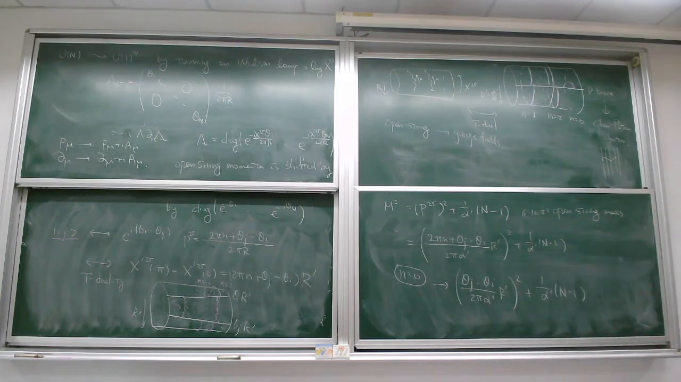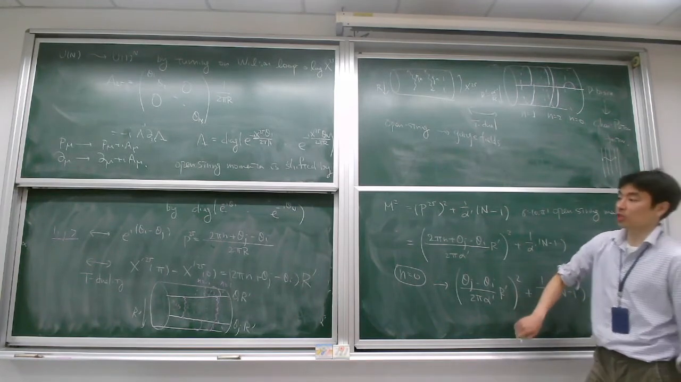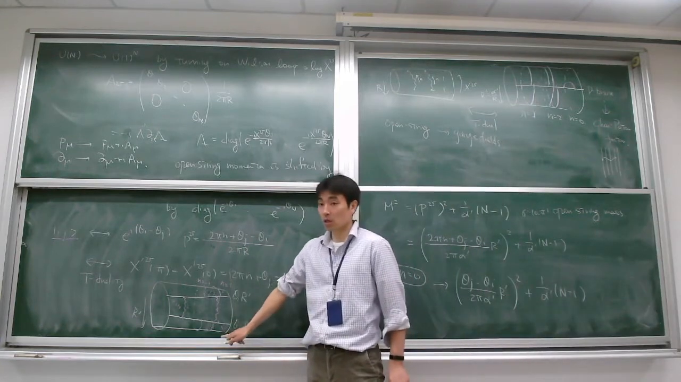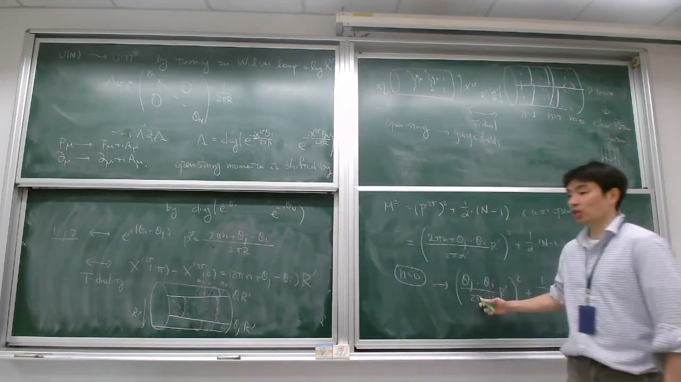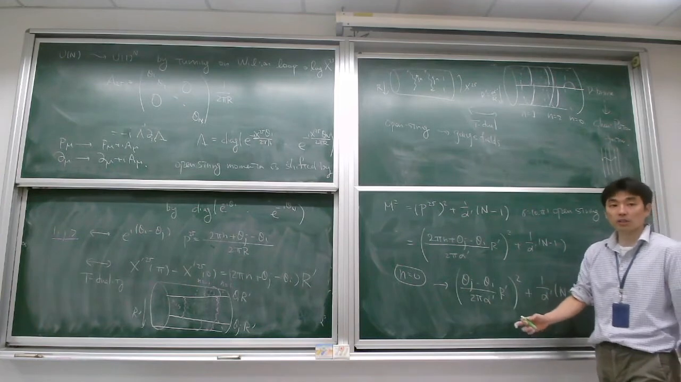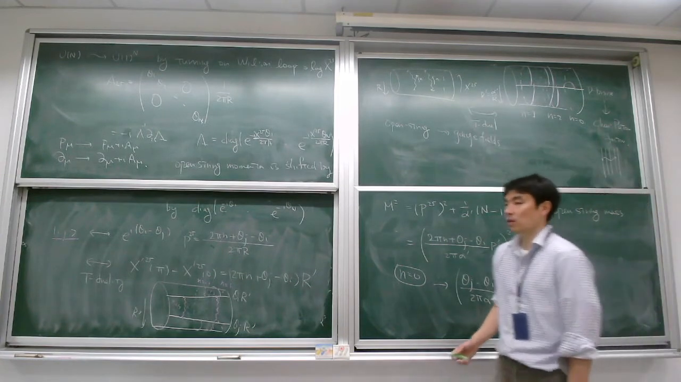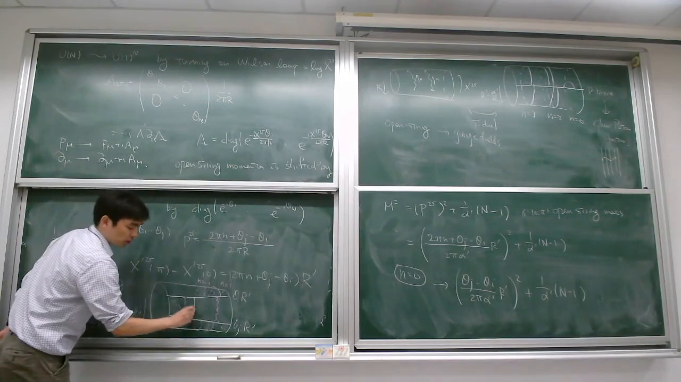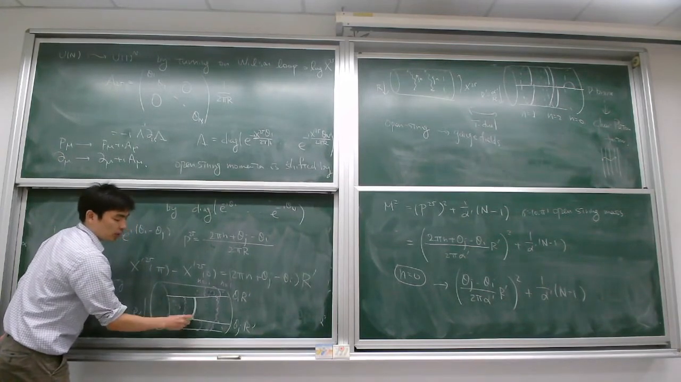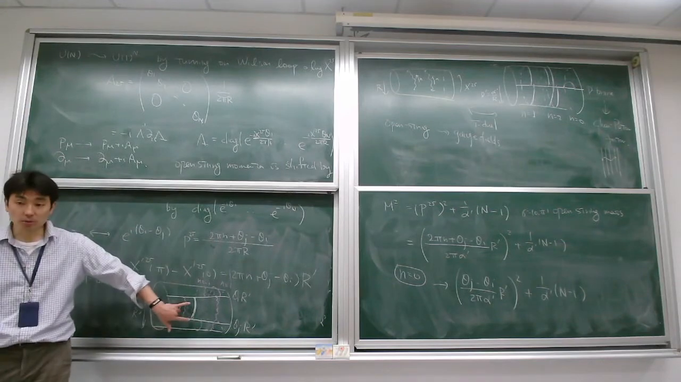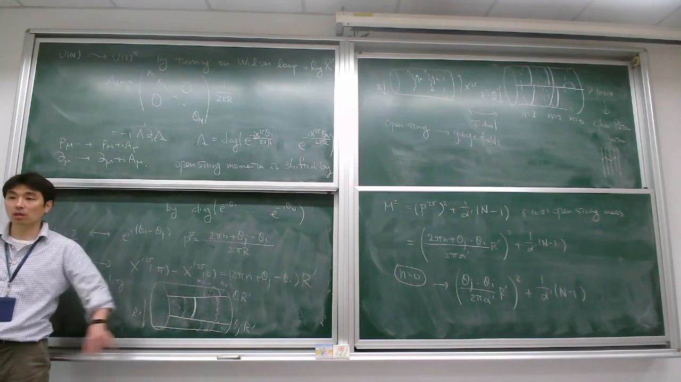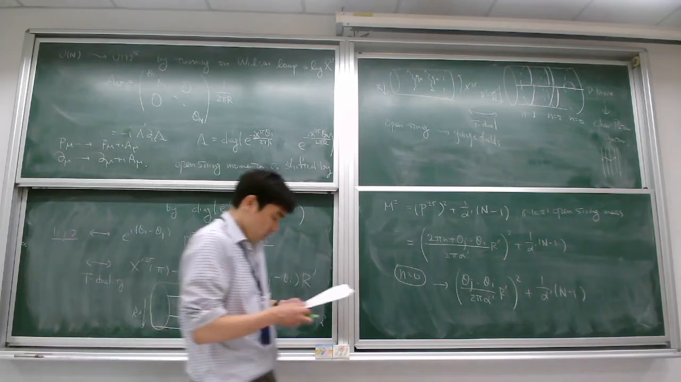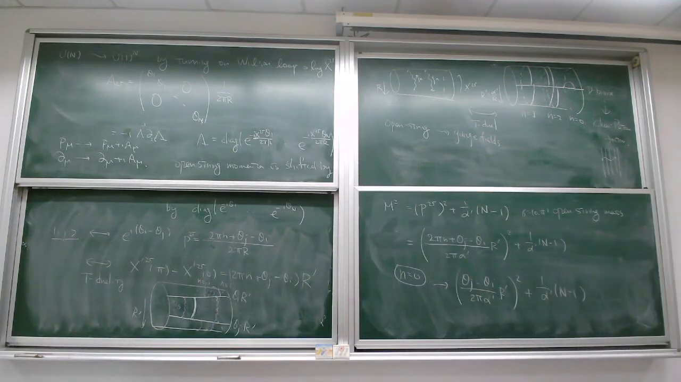Therefore, the mass should be proportional to the length between them, times the string tension, 1 over 2 pi alpha prime, which is the string tension. Therefore the minimum mass of the open string is really proportional to the length of the string between them. So this is really the Higgs mechanism you get.